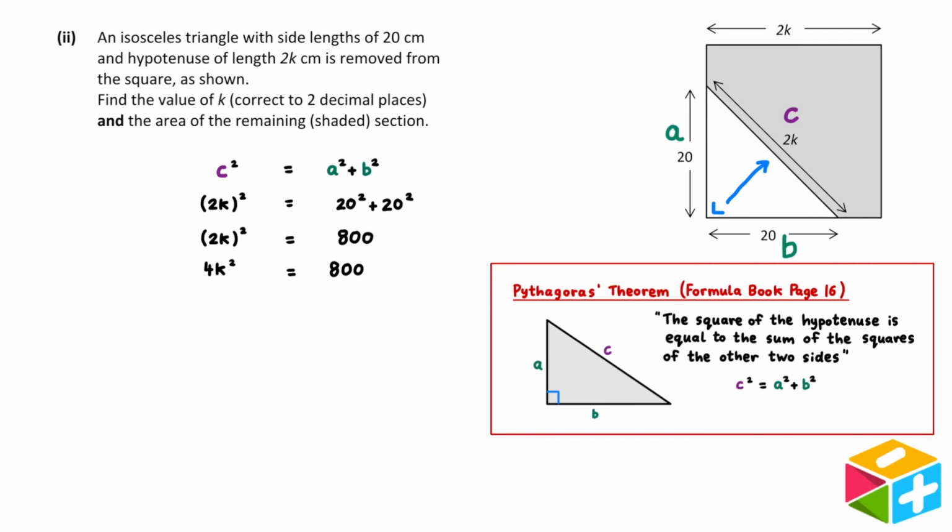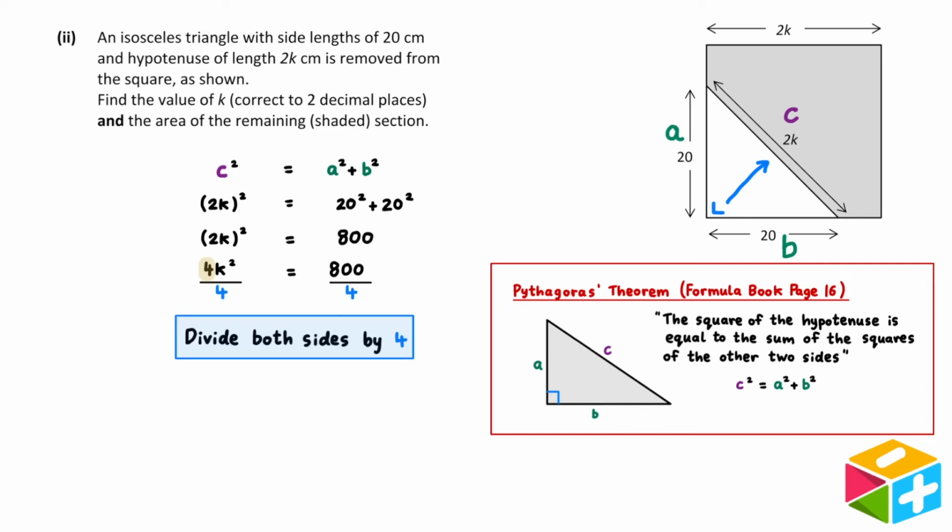Remember, our goal here is to solve for k. In other words, to isolate k all by itself on one side of the equation. To do this, I'll need to remove the 4 in front of the k and the 2 in the power of the k. Let's start by removing the 4. This 4 is being multiplied by the k squared. The inverse of multiplication is division, so to remove multiplication by 4, I'll divide both sides by 4.